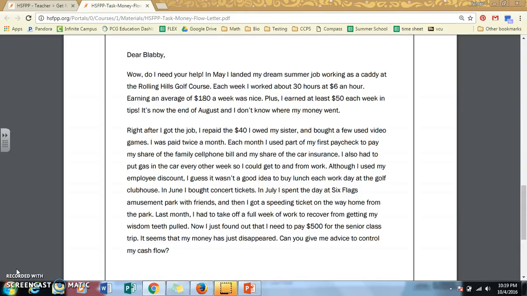Each month, I used part of my first paycheck to pay my share of the family cell phone bill and my share of the car insurance. So that first paycheck, go ahead and pour some money or water back out of your cup. So we just lost some water. I also had to put gas in the car every other week so I could get to and from work. Again, pour more water back out of that cup.